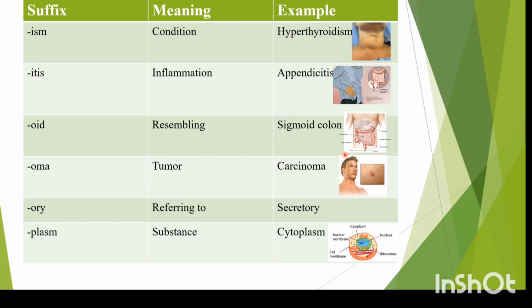Next one is ary. Ary means referring to. Example, secretory. Secretory means referring to any secretions. Next one is plasm. Plasm means substance. Example, cytoplasm. Inside the cell there will be some chemical substance called cytoplasm.